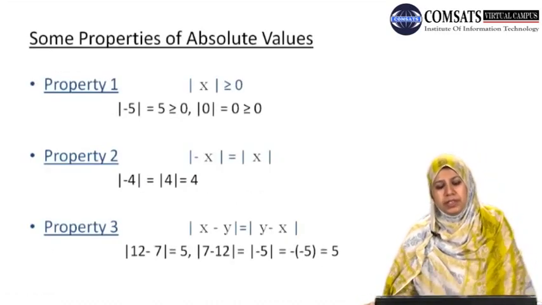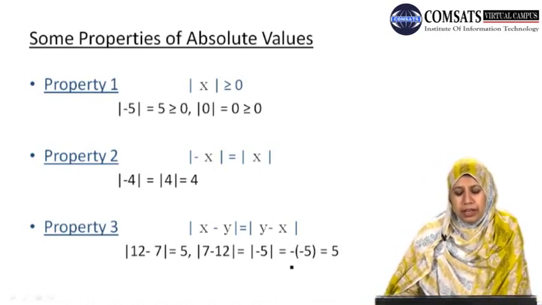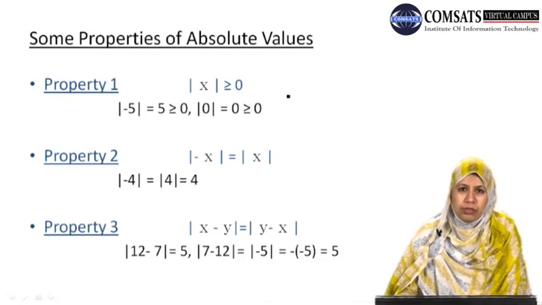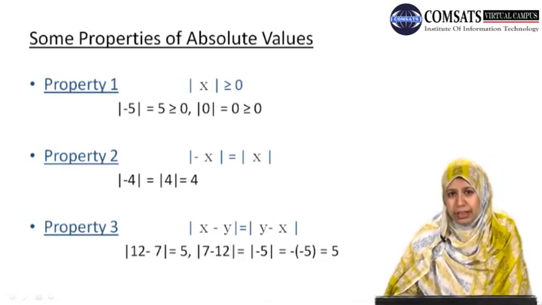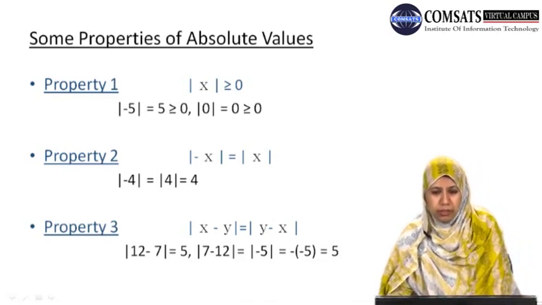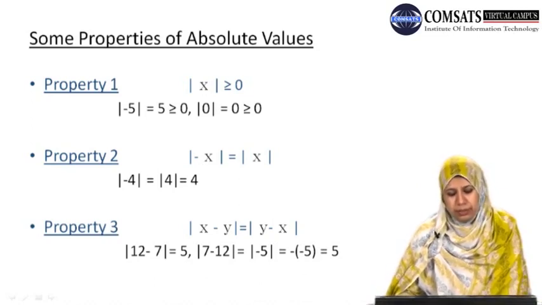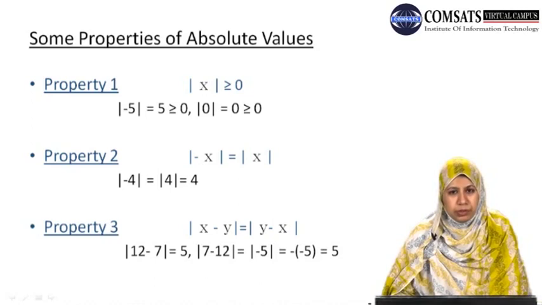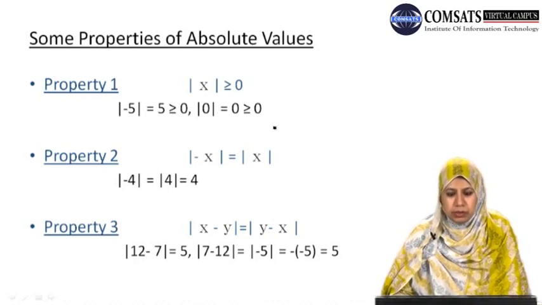Now we will see some properties of absolute value. The first property is that the absolute value of a number is always positive or equal to 0. It is clear that distance is always positive or equal to 0. For example, if x is equal to minus 5, then its absolute value will be equal to 5, which is greater than 0. If the number is 0, then its absolute value will be 0, which is equal to 0.